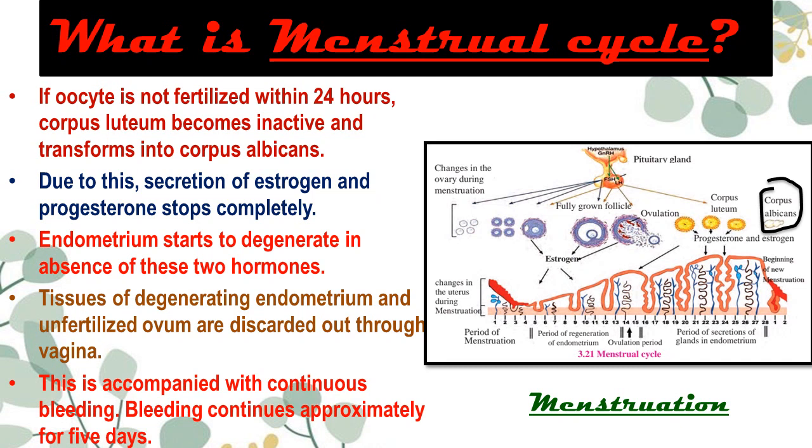approximately for 5 days. So the egg or ovum which is not fertilized with the sperm starts degenerating and is discharged out through the vagina with continuous bleeding, and this bleeding continues approximately for 5 days. This is called the period of menstruation. I have underlined with a red circle, you can observe the beginning of new menstruation. So this is all about menstruation.